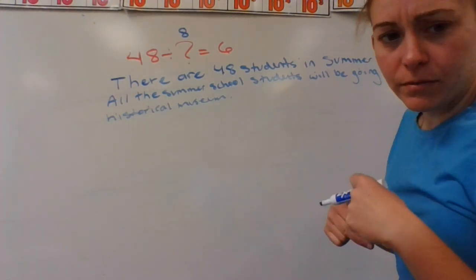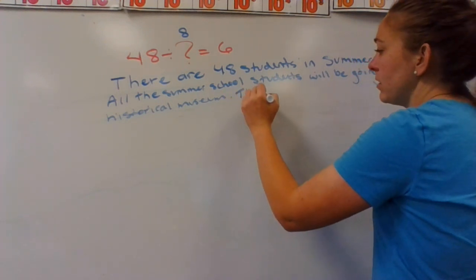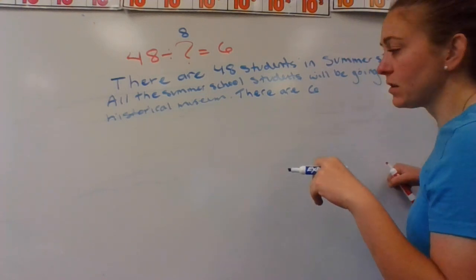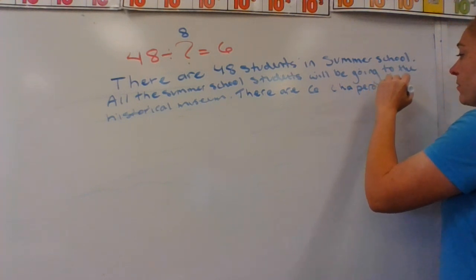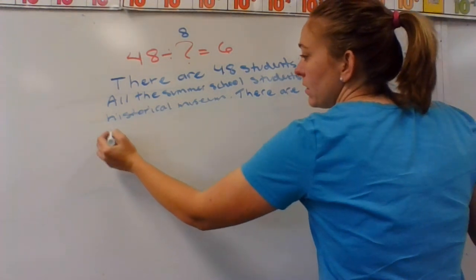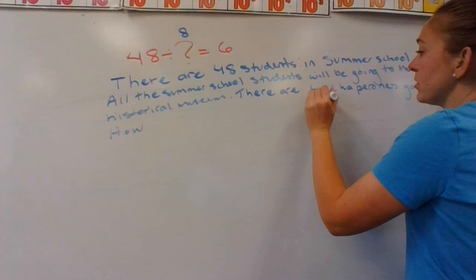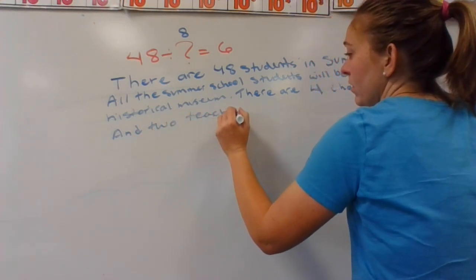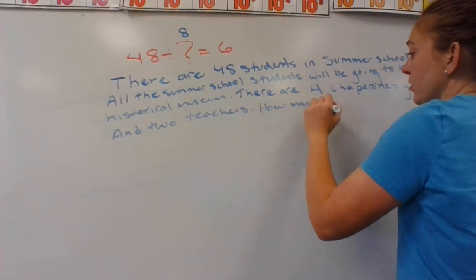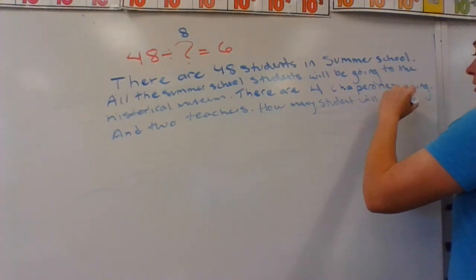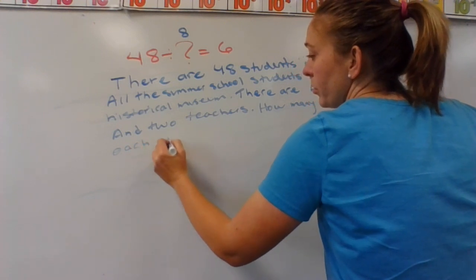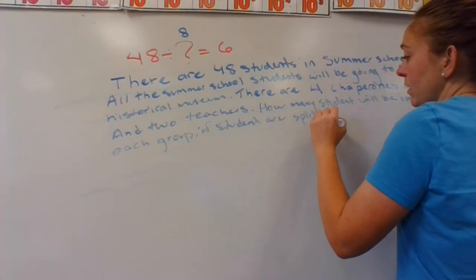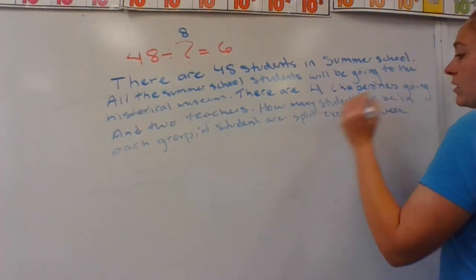And they're going to group up. There are 6 chaperones. I'm going to put there are 6, and a chaperone is like an adult or a parent who goes along to help watch everybody, make sure no one gets into trouble. Well, I'm going to put there's 4 chaperones going and 2 teachers. How many students will be in each group if students are split evenly between adults?